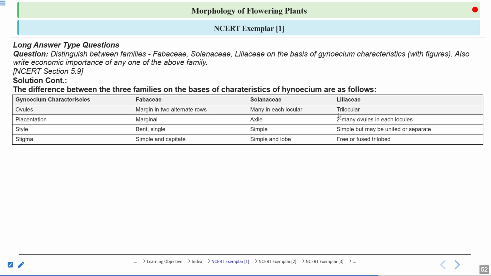Liliaceae, trilocular, 3 locules are there and too many ovules in each locule. Style, it is bent and single in the case of Fabaceae. Solanaceae, simple type. And in the case of Liliaceae, simple but may be united. Simple but may be united. Next feature.